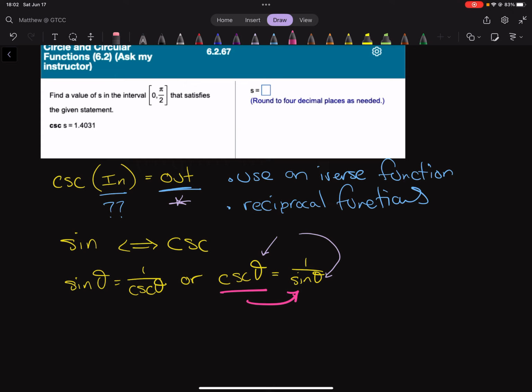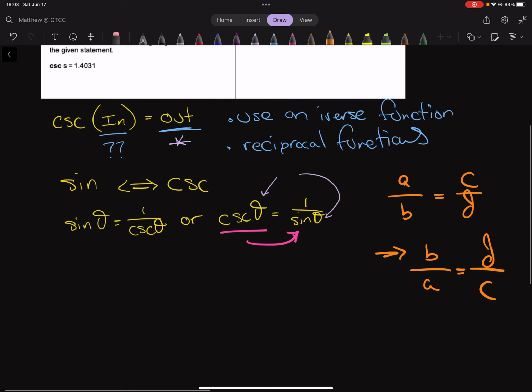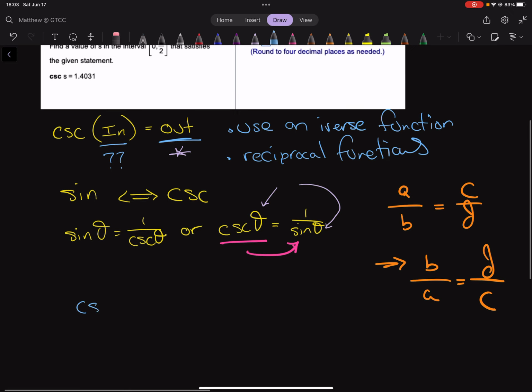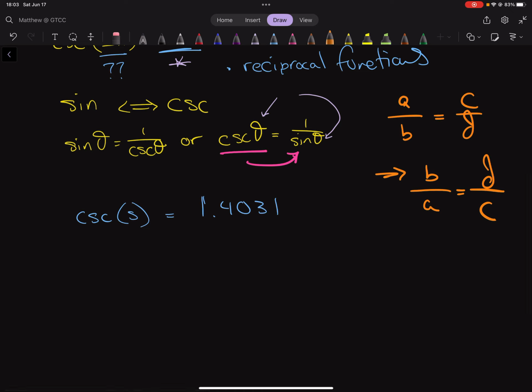Something about ratios that we can keep in mind: if we have a over b equal to c over d, then b over a is also equal to d over c, so it still remains proportional. We can use that to our advantage here. Let me do this in blue. I have that cosecant of s is equal to 1.4031.